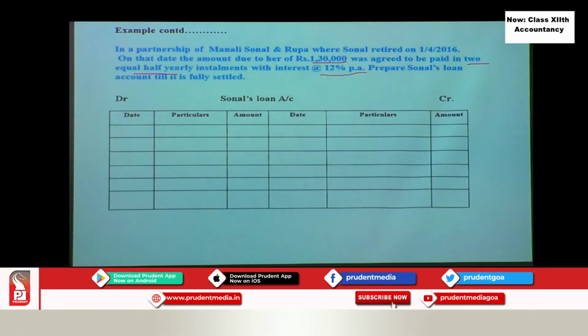The first thing you have to do is, when you open the loan account, record the balance. Since you are transferring it from the capital accounts, it will appear on the credit side.